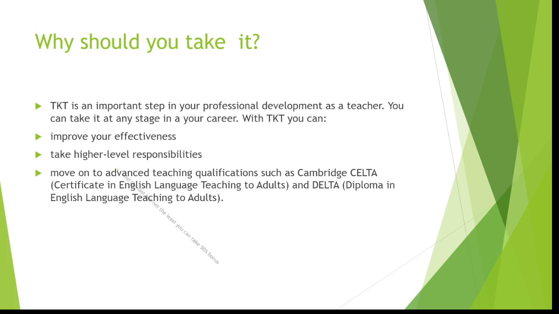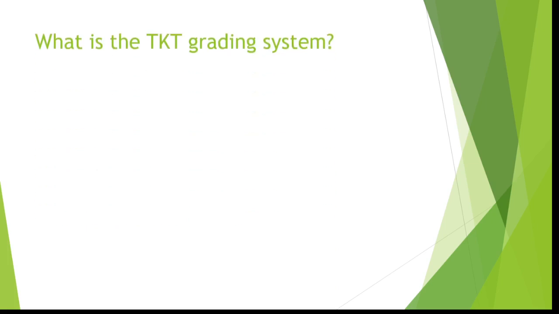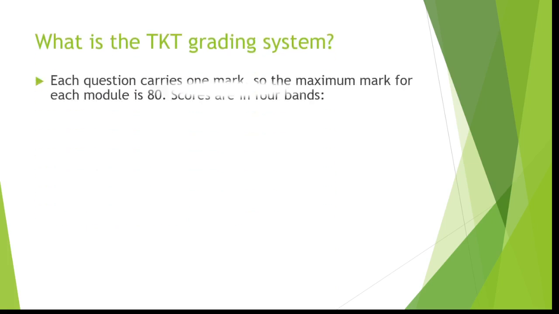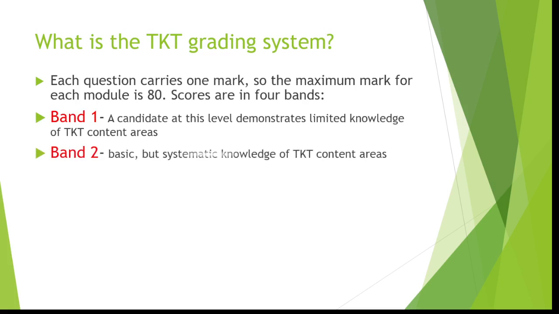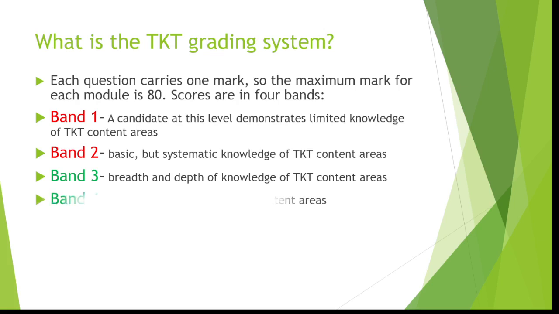Each question carries 1 mark, so the maximum mark for each module is 80. Scores are in 4 bands. Band 1, a candidate at this level demonstrates limited knowledge of TKT content areas. Band 2, basic but systematic knowledge of TKT content areas. Band 3, breadth and depth of knowledge of TKT content areas. Band 4, extensive knowledge of TKT content areas.